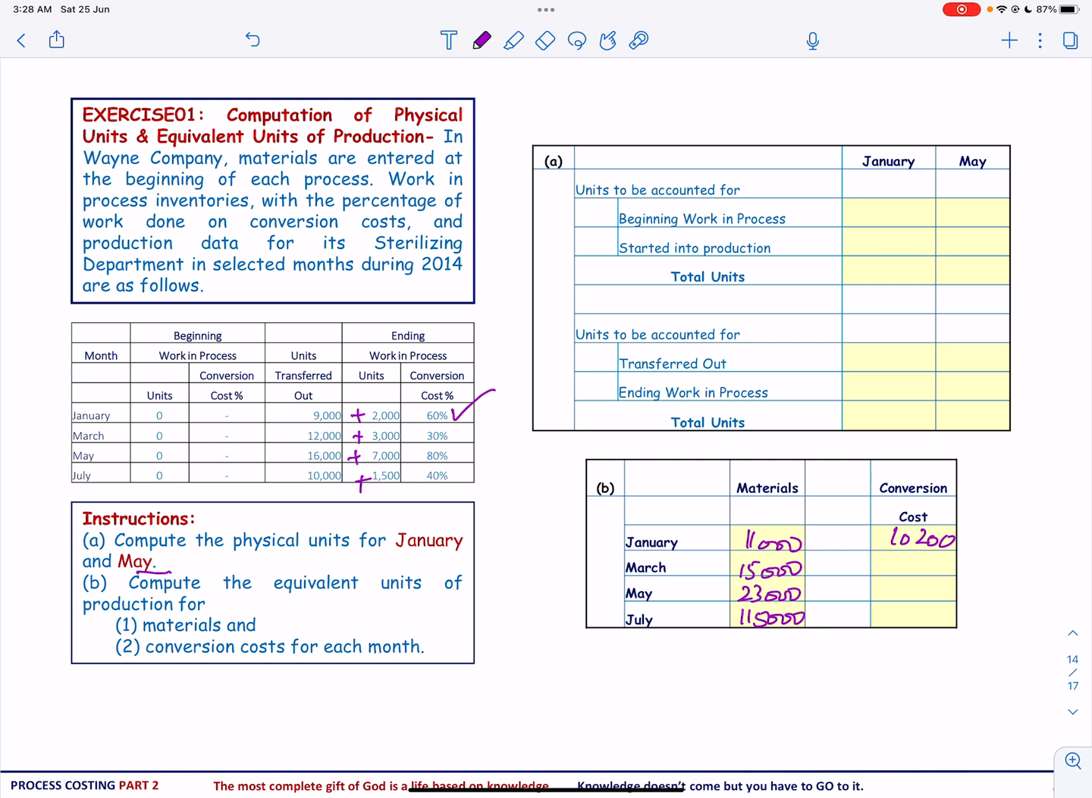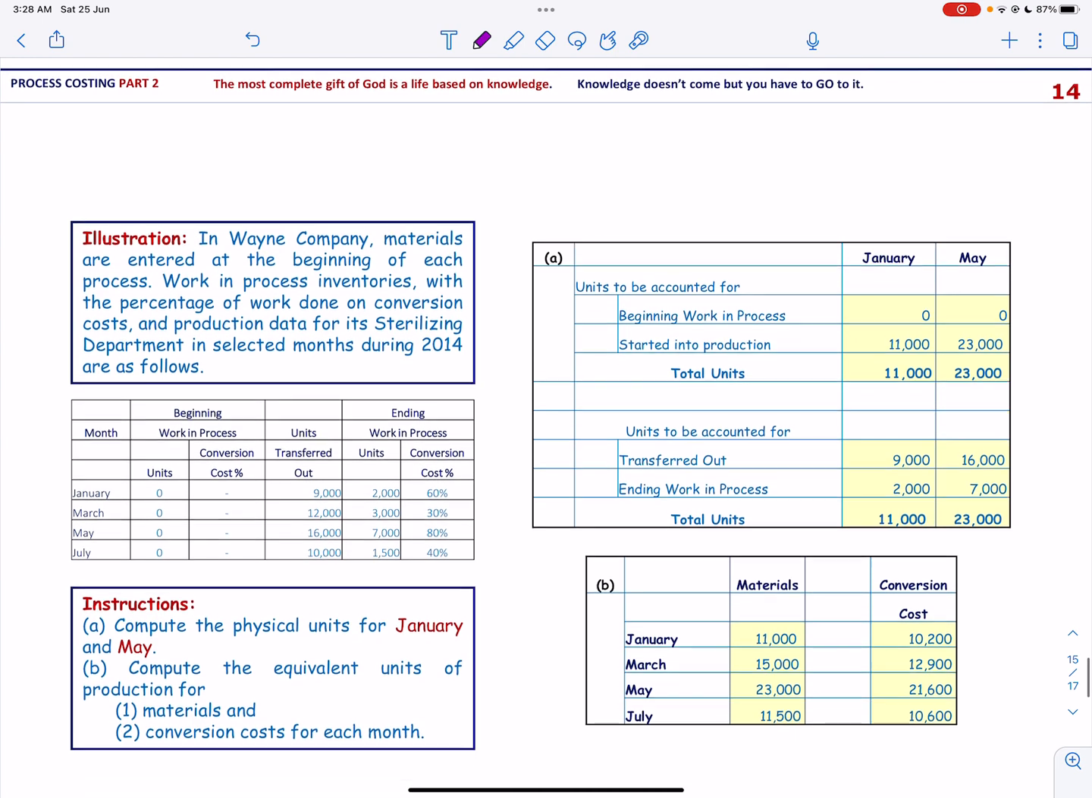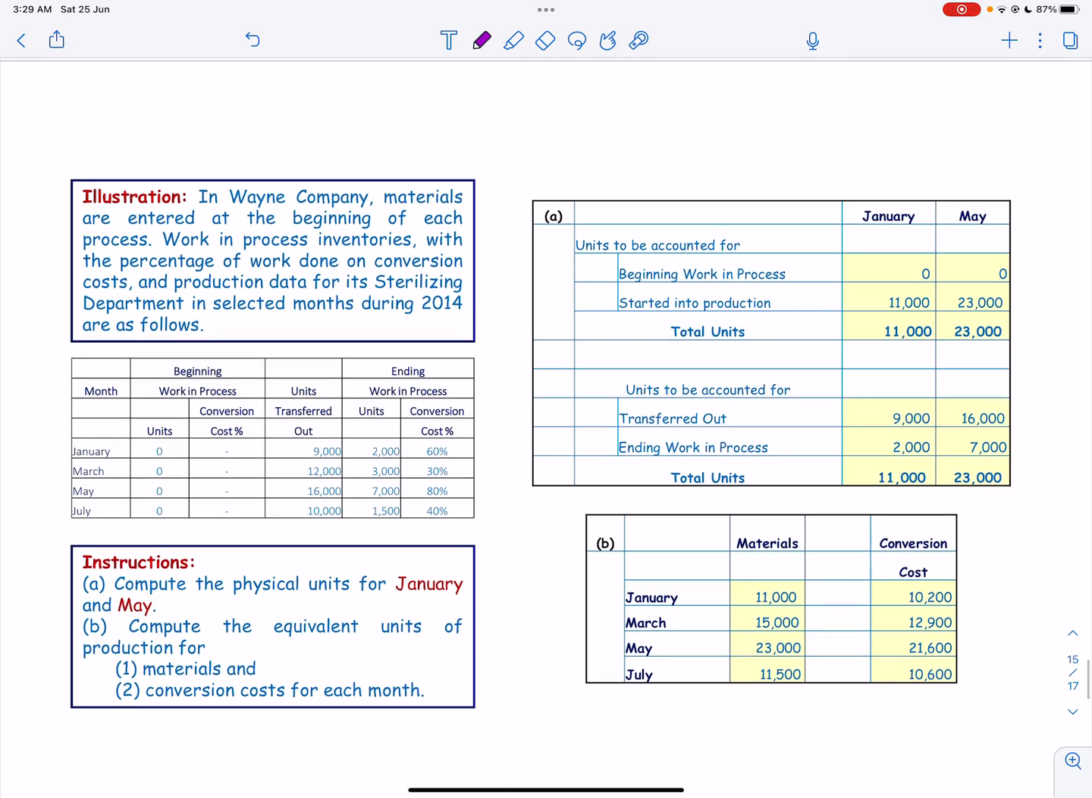For the month of March, 12,000 plus 30% of 3,000. So 12,000 plus 900, that gives you 12,900. So in this way you can calculate for May and July, and those who want to verify their answers, they can verify from the solution on this slide.